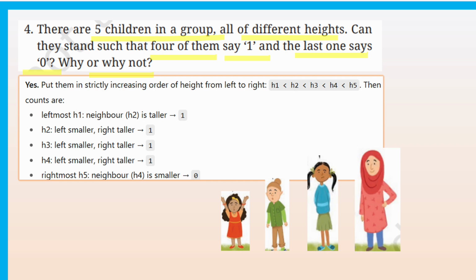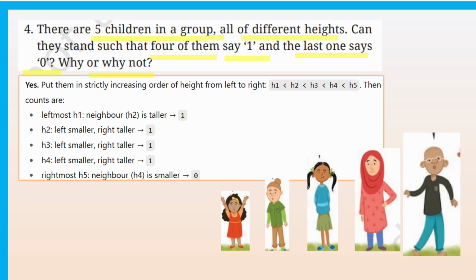See this picture. Here the children are standing in the order of height from left to right. See, this girl is shortest, that is H1. This H1 is less than H2, then H2 less than H3, less than H4, less than H5. So the children are arranged in increasing order of their height.